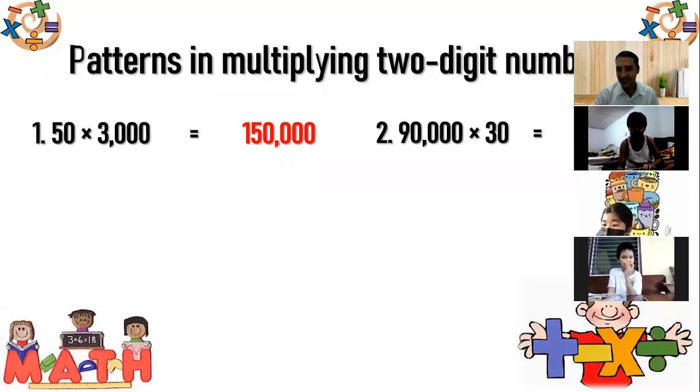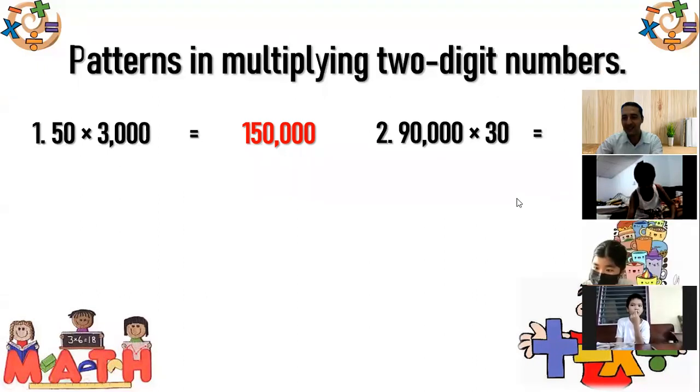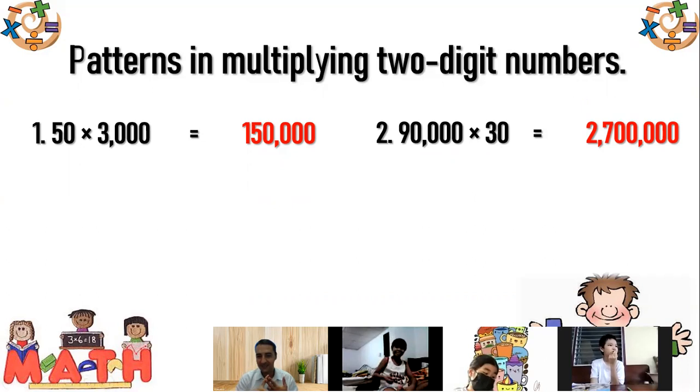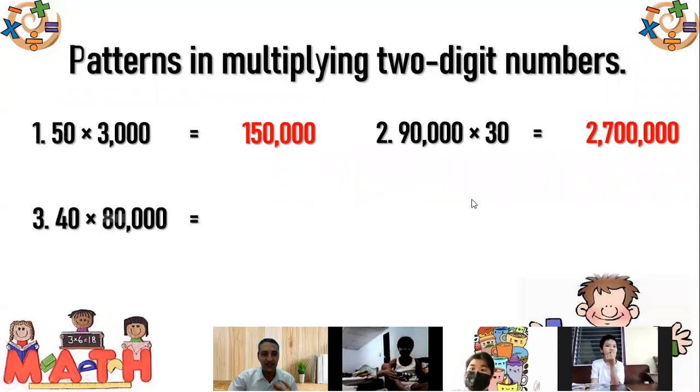270,000. Think again. Do the multiplication again. 2,700,000. Very good. That is the correct answer. So 9 10,000s multiplied by 3 tens, or 90,000 multiplied by 30, become 2,700,000.